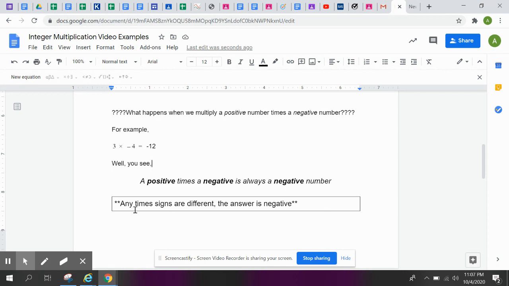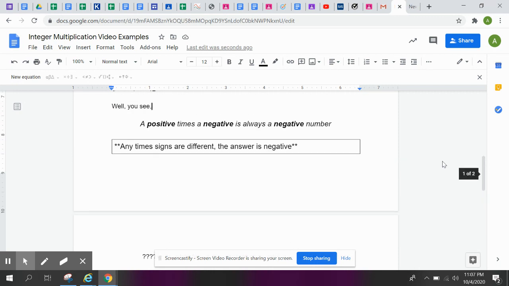Another shortcut that we'll talk about later is that anytime the signs are different between the two numbers, the answer is negative. So if my first number is positive but my second number is negative, then my answer must be negative. Also, if my first number is negative and my second number is positive, then my final answer must be negative. We'll talk more about that later.